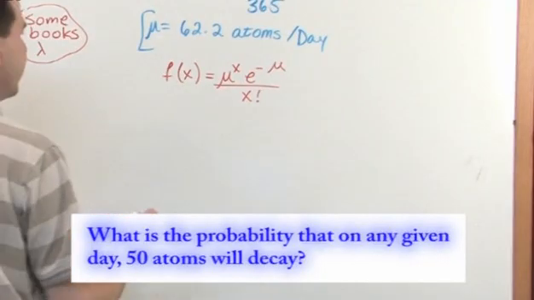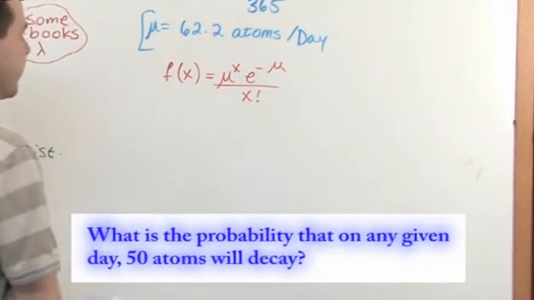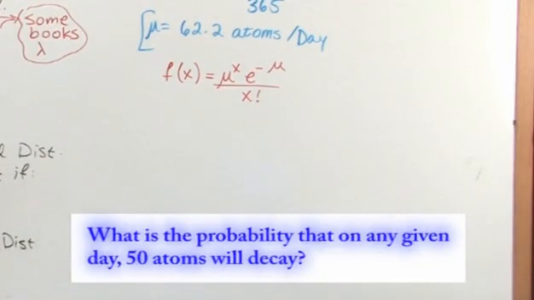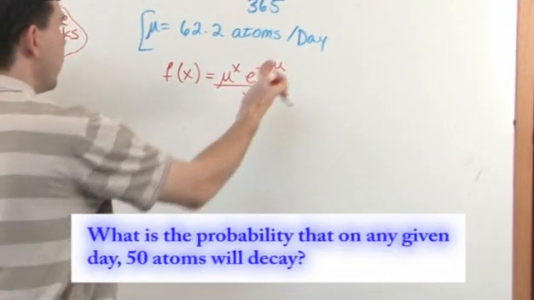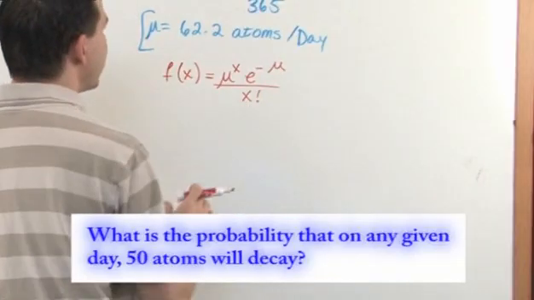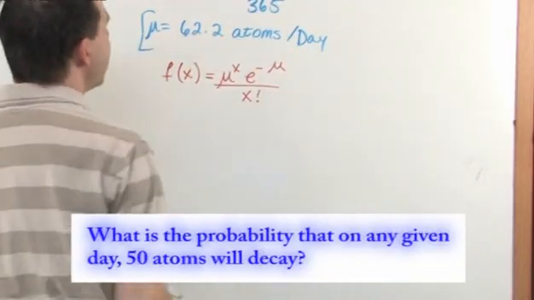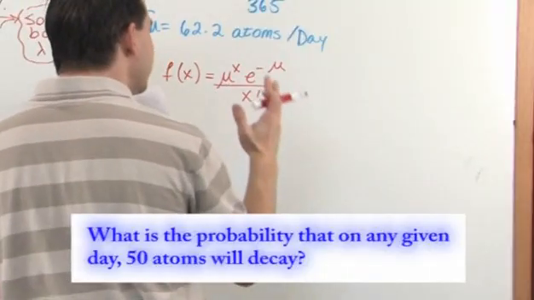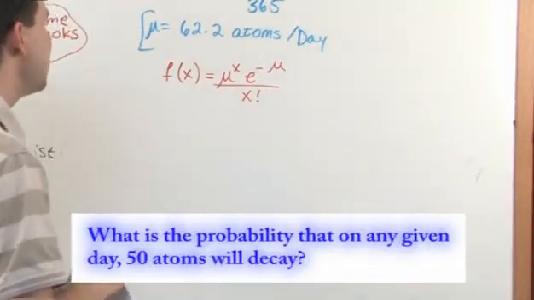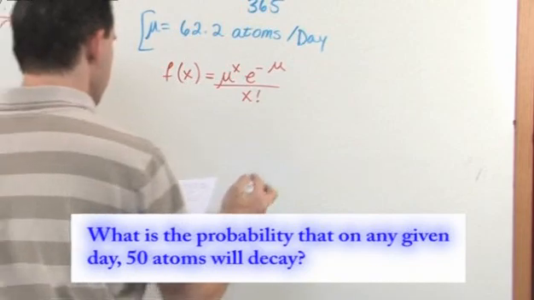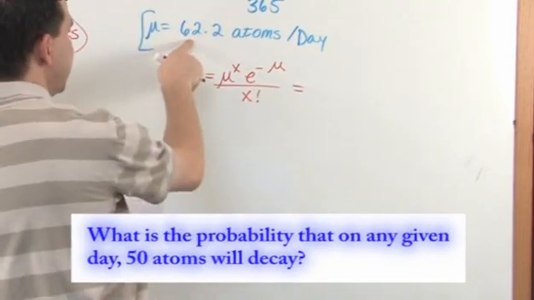So what we really want to do is use x equal to 50. That would be 50 atoms decaying, the probability of 50 of them decaying in my time interval, which is 1 day. The reason why the time interval is 1 day is because when I calculated the mean, it was atoms per day. So the single day is my implied time interval for this problem. Okay?